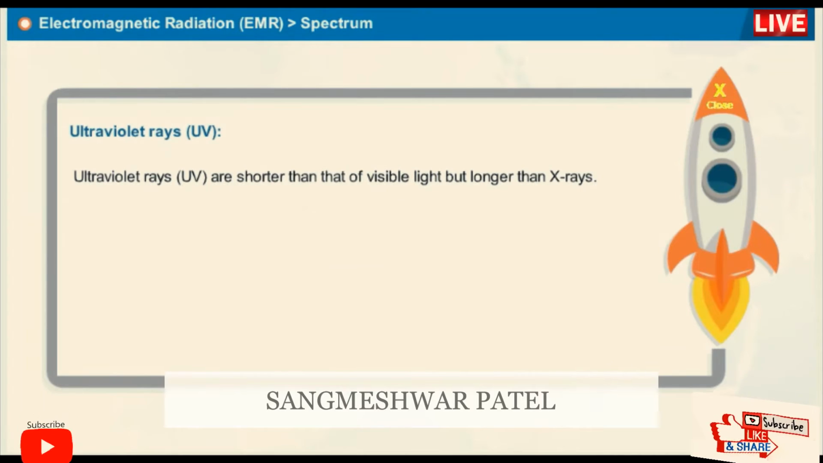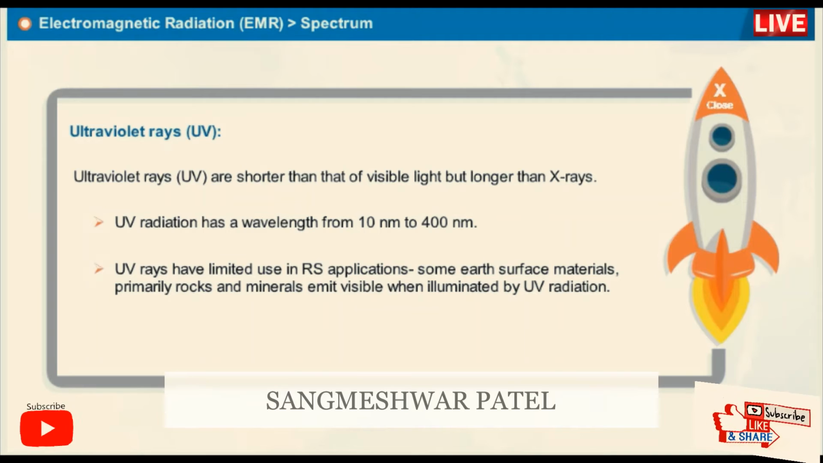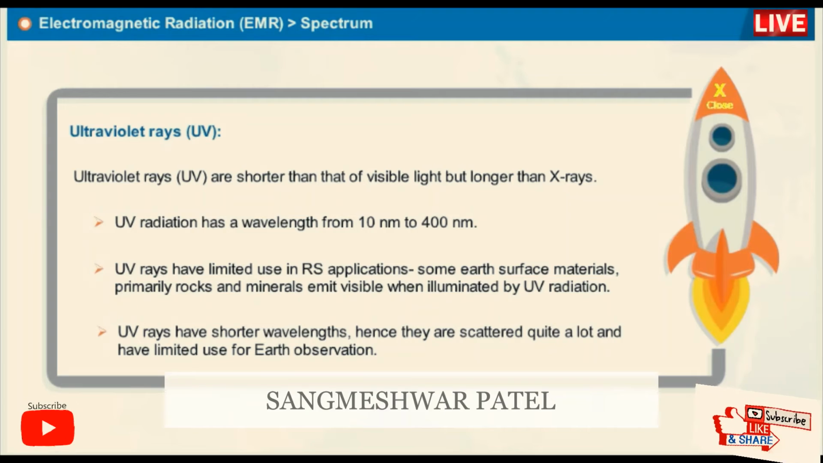Ultraviolet rays, UV, are shorter than visible light but longer than X-rays. UV radiation has a wavelength from 10 nanometers to 400 nanometers. UV rays have limited use in RS applications. Some Earth's surface materials, primarily rocks and minerals, emit visible light when illuminated by UV radiation. UV rays have shorter wavelengths, hence they are scattered quite a lot and have limited use for Earth observation.